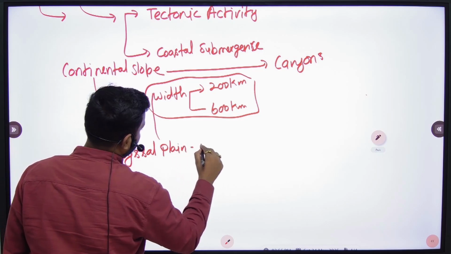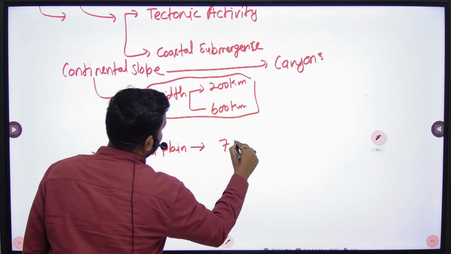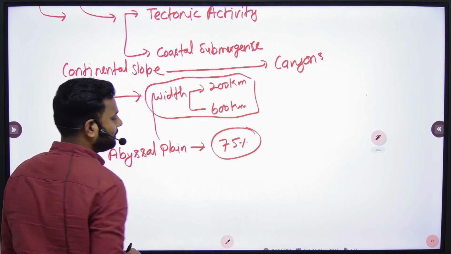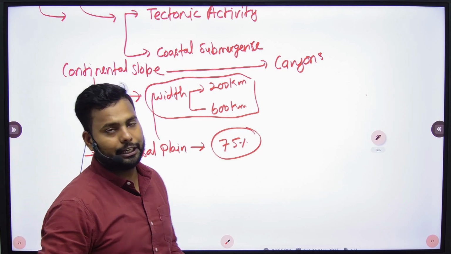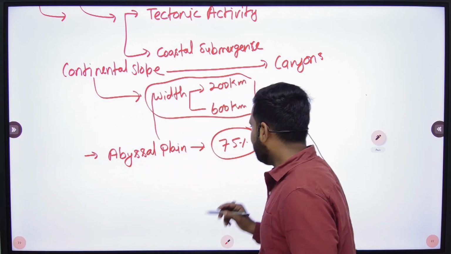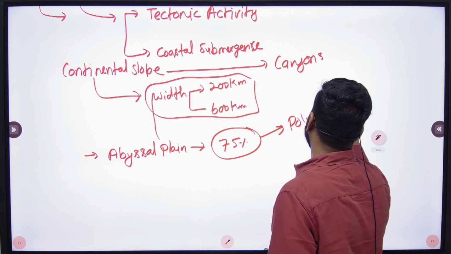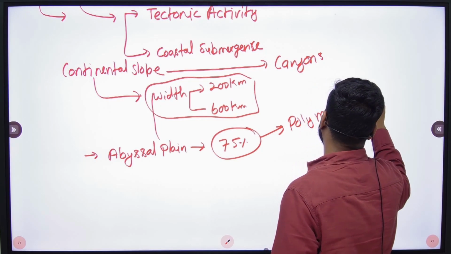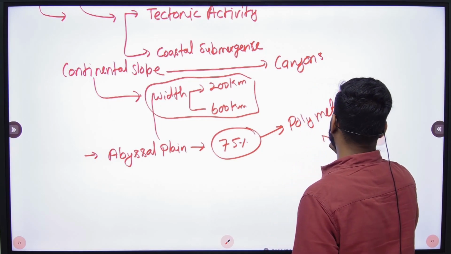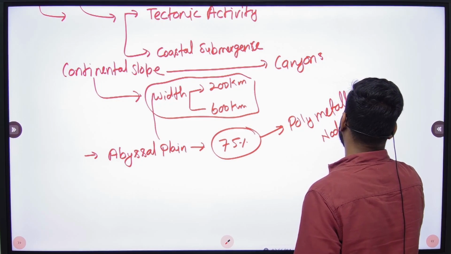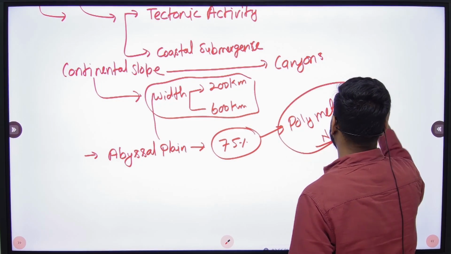It covers 75% of the total area of the Indian Ocean, and it has some polymetallic nodules in the Indian Ocean, like cobalt nodules.